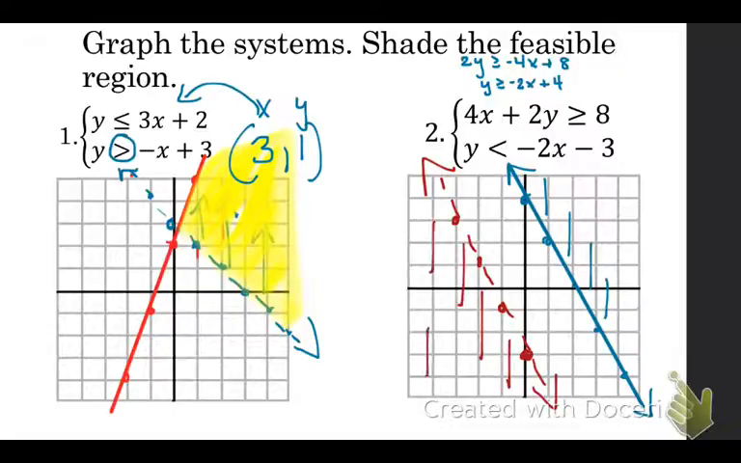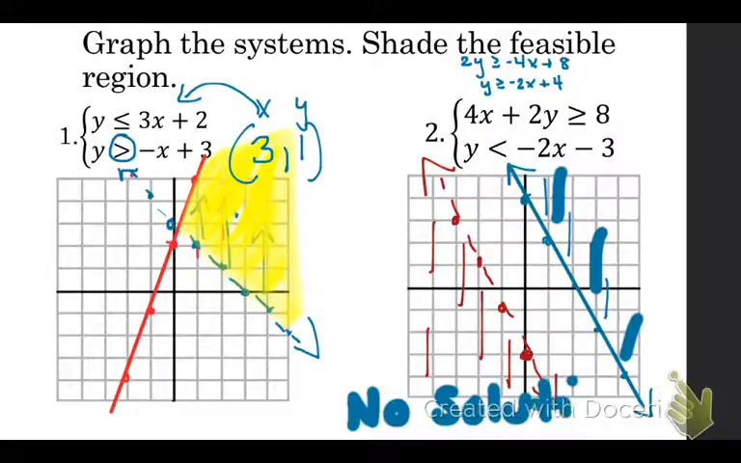below this line. So I need to ask myself, where do these two regions overlap? And I can see that they don't overlap. So what is the solution set for this system of inequalities? Well, there is none. There is no solution here because there is no overlap shaded region.